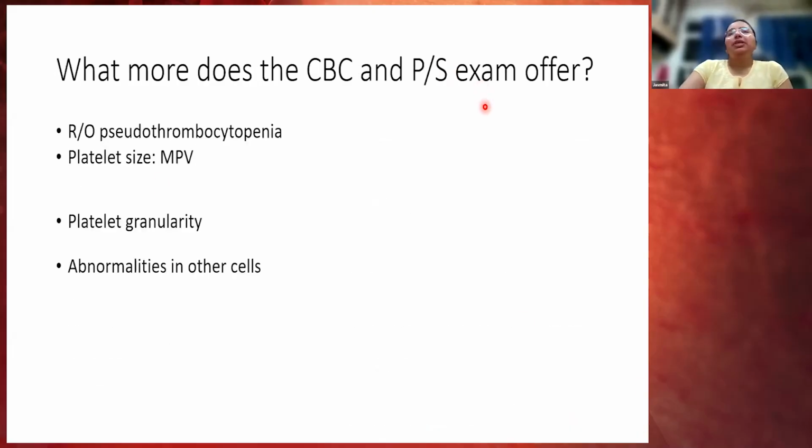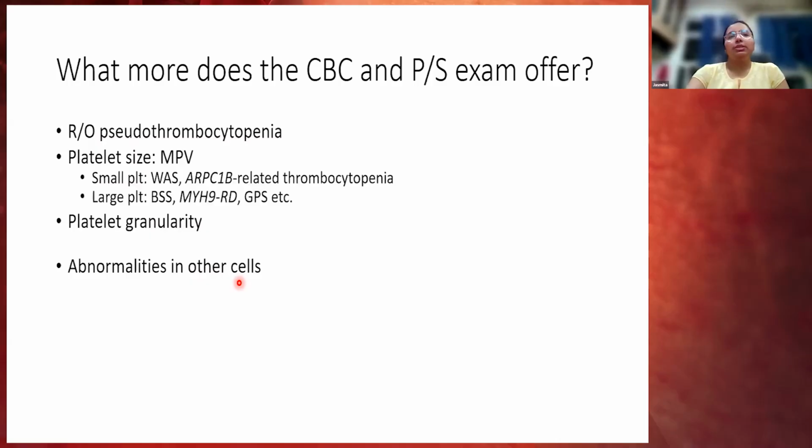So what more can the CBC and PS examination offer to us? One part is it helps us rule out pseudo-thrombocytopenia. That is, if the platelet count is normal, but CBC says it is low. The other part it tells you is what is the platelet type. Another important counter parameter that tells you the same thing is the mean platelet volume. The next component that it tells you is what is the platelet granularity. And the last is abnormalities in the other cells or clues in the other cells.